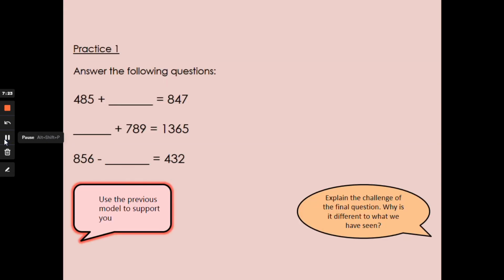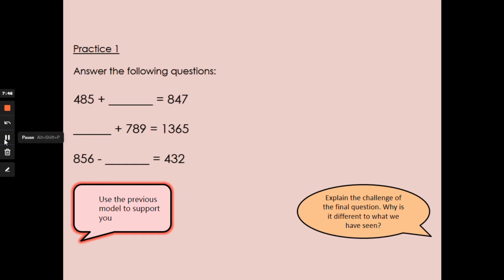So how are we going to answer these questions? I'm going to show you how to do it. We're using something called inverse operations, the opposite. So question 1: 485 add something equals 847. You could use trial and improvement, but that's the long way around to do it. So what I'm going to show you is the inverse operations.